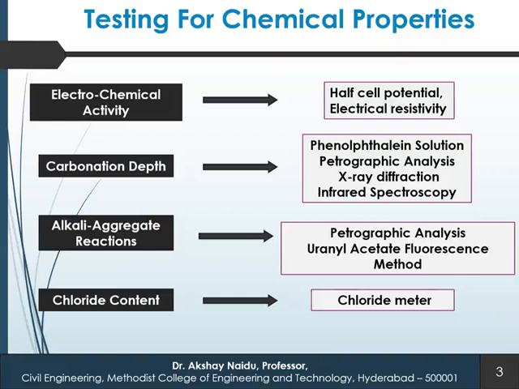Because corrosion occurs within the concrete and we have no access visually that corrosion has started unless the concrete starts spalling. So there are some chemical tests to be done for checking the corrosion potential of concrete. Similarly, there are methods to identify carbonation depth in concrete.